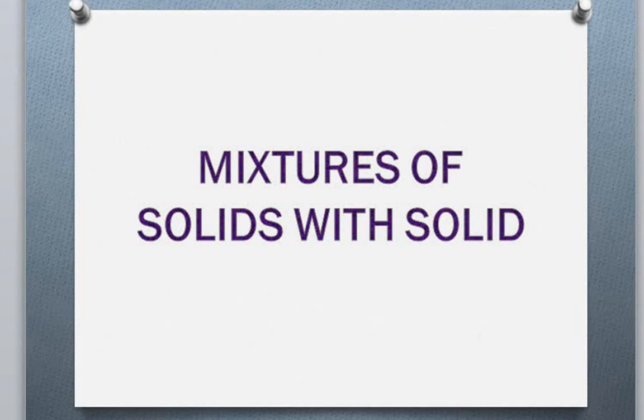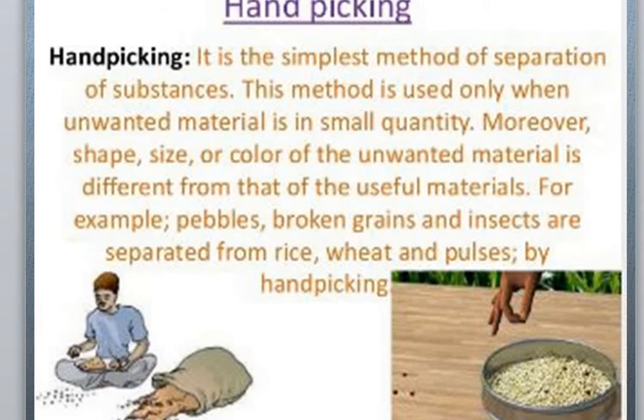First is mixtures of solid with solid. We can use different techniques like hand picking, sieving, threshing, magnetic separation, winnowing and sublimation. So the first method for a mixture of solid with solid is hand picking.